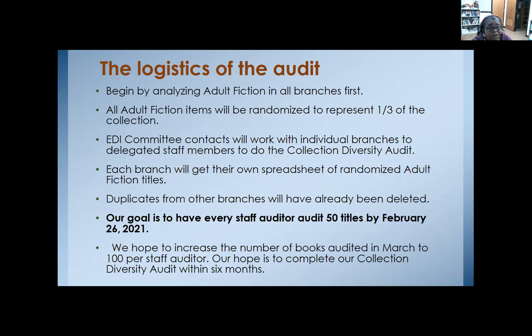So all the adult fiction, Ashley has taken all the adult fiction items and she's randomized them to represent a third of the collection. So we're only actually auditing a third of the adult fiction items. And that's what we're going to do for each group that we audit. So your EDI committee representative, your contact person, will work with each branch. Each branch has a person that's going to coordinate with them. And they're the ones who have contacted you about being one of the auditors and working on the audit.